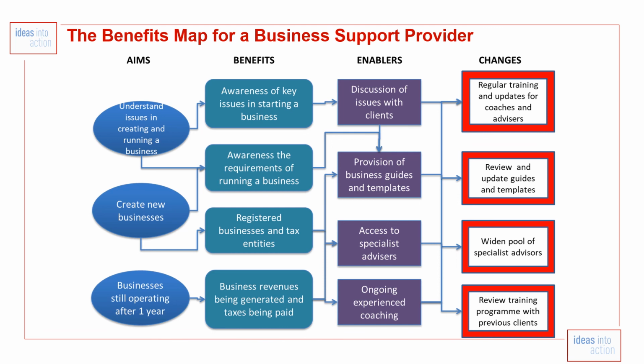And the changes that the company needed to make to its processes and activities to deliver these benefits included regular training and updates for their coaches and advisors, to review and update the guides and templates that they provided, to widen their pool of specialist advisors, and to review their training program with previous clients in order to make improvements. Again, rather than focus obsessively on the problem, we're focusing on the benefits that our activity or process should provide and developing solutions through that prism.